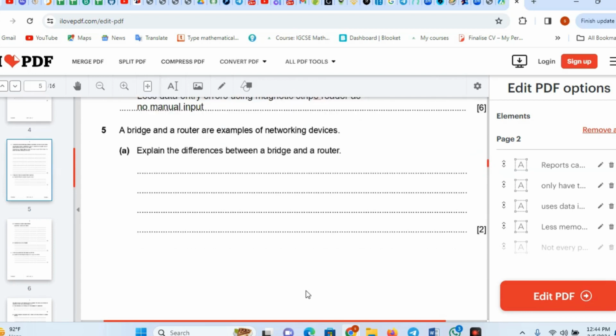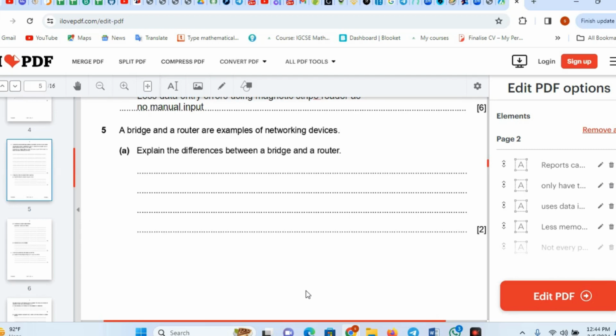So let's go to question number 5. Question number 5 says, a bridge and a router are examples of what? Networking devices. You all know a router, right? But do you know a bridge? You do. Very good. So, a bridge and a router are examples of networking devices. A. Explain the differences between a bridge and a router.